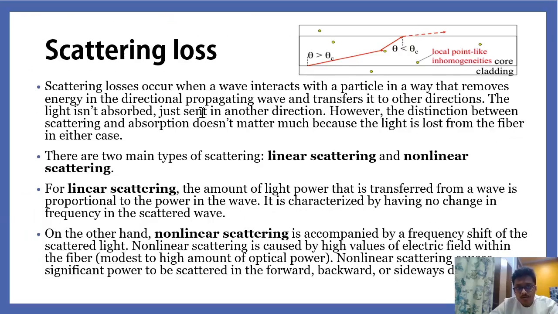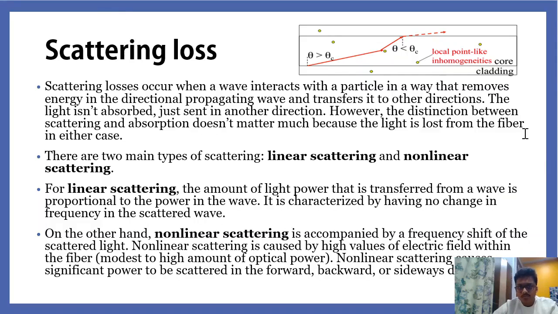The scattering loss. Scattering losses occur when waves interact with a particle in a way that removes energy from the directional propagating waves and transfers it to other directions. The light isn't absorbed, just sent in another direction. However, the distinction between scattering and absorption doesn't matter much because the light is lost from the fiber in either case.